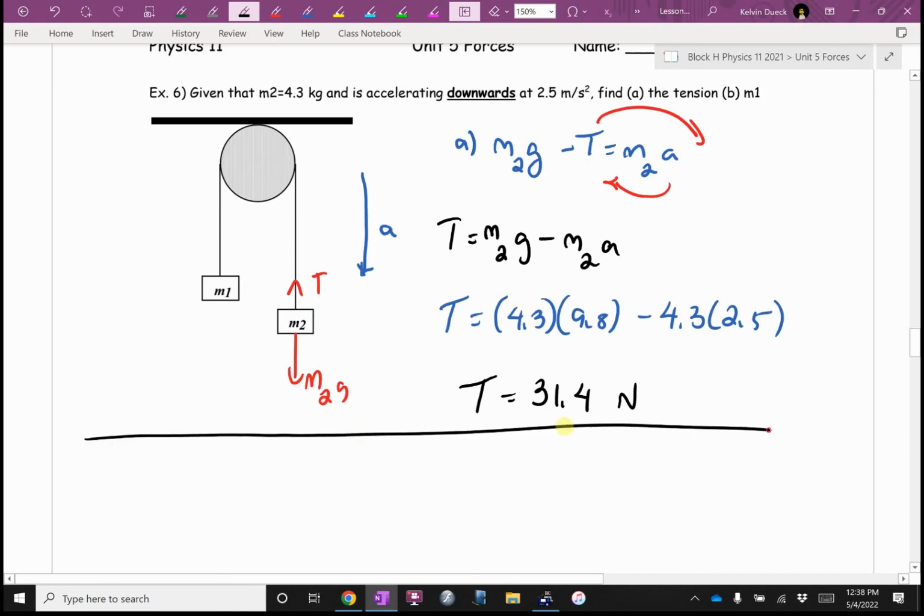What does part B want me to find? M1. You know what this is a good job for? Yes. What are the forces acting on M1? Get the obvious one. M1G. And? Okay. Well, if M2 is accelerating down, which way is M1 accelerating? I'll just draw that in so I don't make a silly mistake.